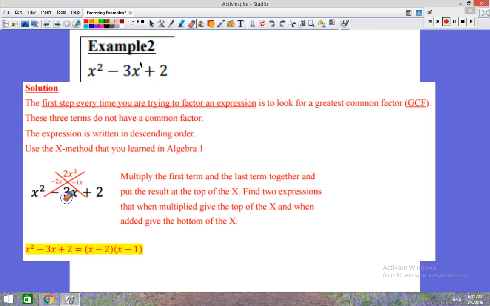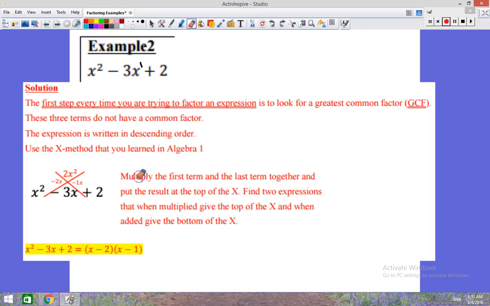We place an x over the middle term. To the top of the x, we take the first term times the last term, 2x squared. Now the hunt begins to find two values that when multiplied together give us the top of the x, but yet when added together give us the bottom. So since this 2x squared is a positive value, and the negative 3x is negative, we know that what we're looking for is two negative values. The negative times the negative is positive. When we add these together, we get the negative 3x.